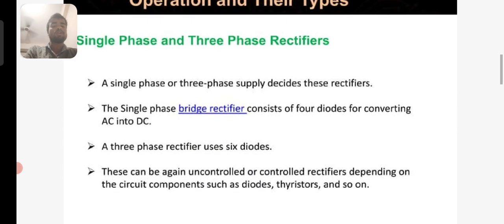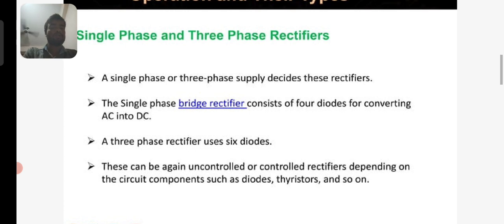Single phase and three phase rectifiers. A single phase or three phase supply device decides the rectifier. The single phase bridge rectifier consists of 4 diodes for converting AC into DC. A three phase rectifier uses 6 diodes, and this can be an uncontrolled or controlled rectifier, depending on the circuit components such as diodes, transistors, and so on.